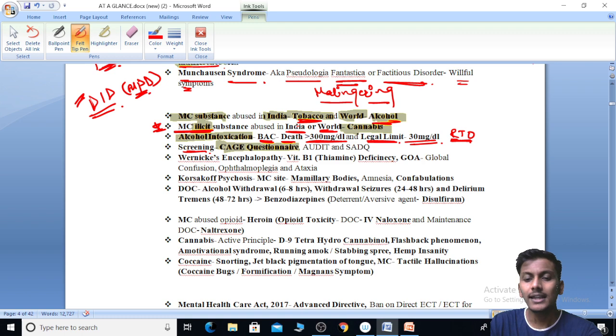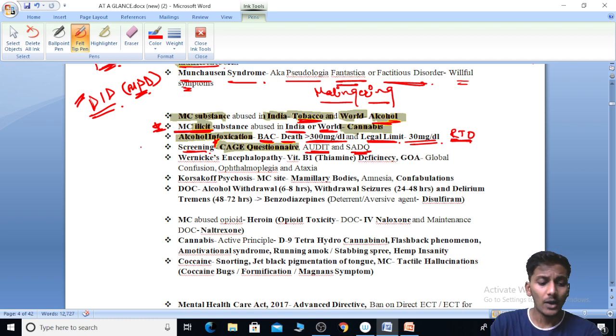your alcohol? Then second, are you annoyed with the habit of intaking alcohol? Third, do you have any guilt if you take alcohol? And last, if there is an eye opener, if he really wants to quit the alcohol, right? So this is a CAGE questionnaire which is usually asked in cases of alcohol intoxication. Please remember this, this is a question which I have been once asked in the examination. Then there is one more questionnaire known as AUDIT, that is alcohol use disorder identification test. And last is SADQ, that is severity of alcohol disorder questionnaire, right?